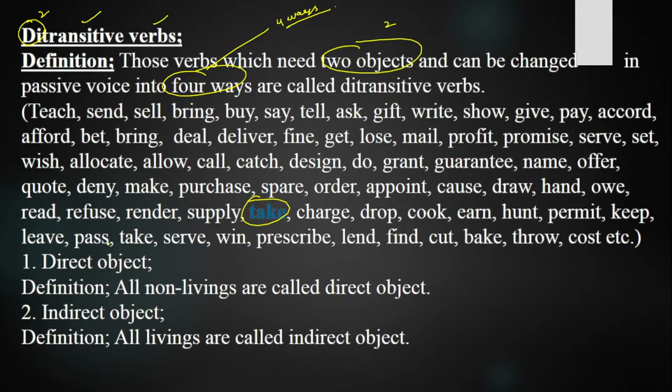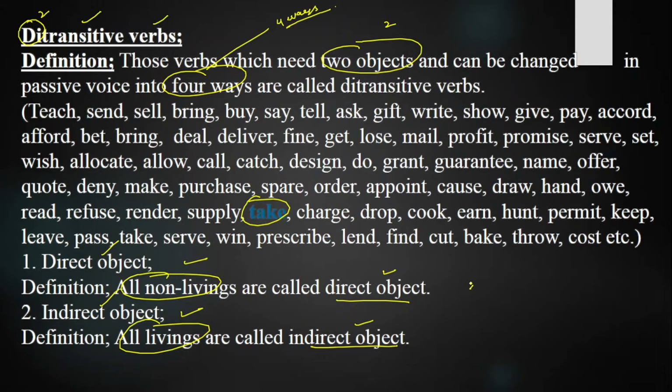Ditransitive verbs need one direct object and one indirect object. Direct object means all non-livings and indirect object means all livings. Whatever non-livings we have are known as the direct, and whatever livings we have are known as the indirect object. They need one direct object and one indirect object. Why? If you leave out one of the objects, the meaning will not be clear and understandable.